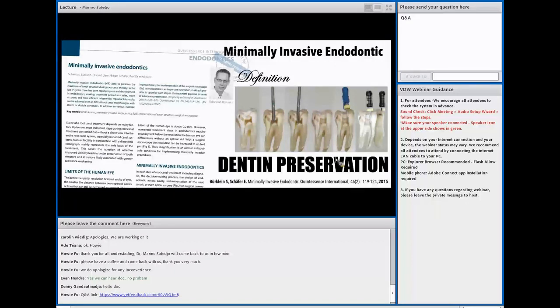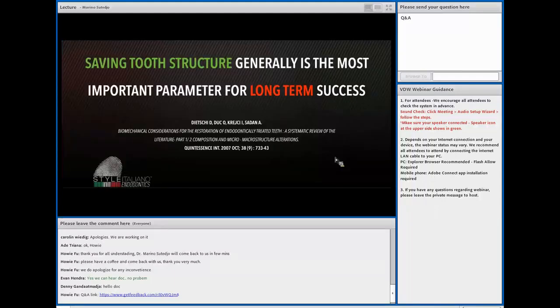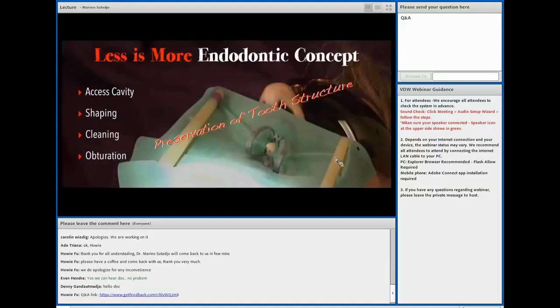Because nobody wants to do maximally invasive endodontics, people will try to focus on minimally invasive endodontics. But what is actually this minimally invasive endodontics is that we need to preserve our dentin as much as practical. And saving tooth structure generally is the most important parameter for long term success. We have discussed this before. The more tooth structure we have, the more retention that we can gain, and the more retention, the longer this tooth will survive.